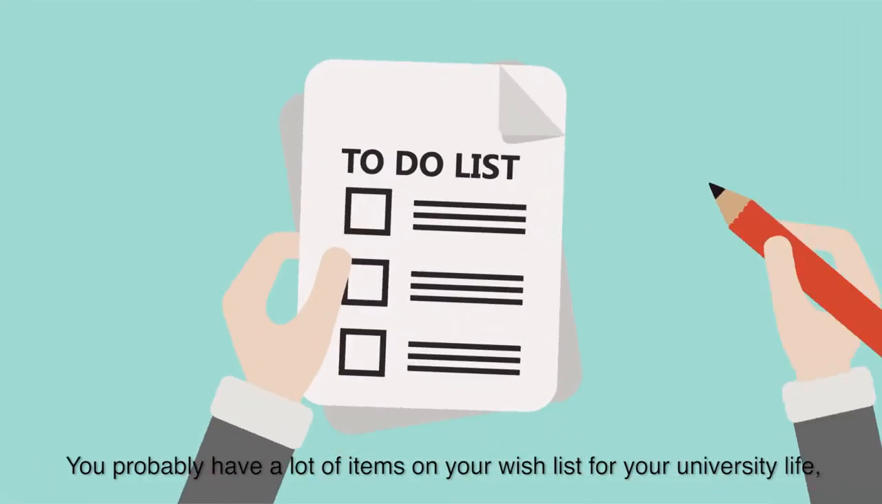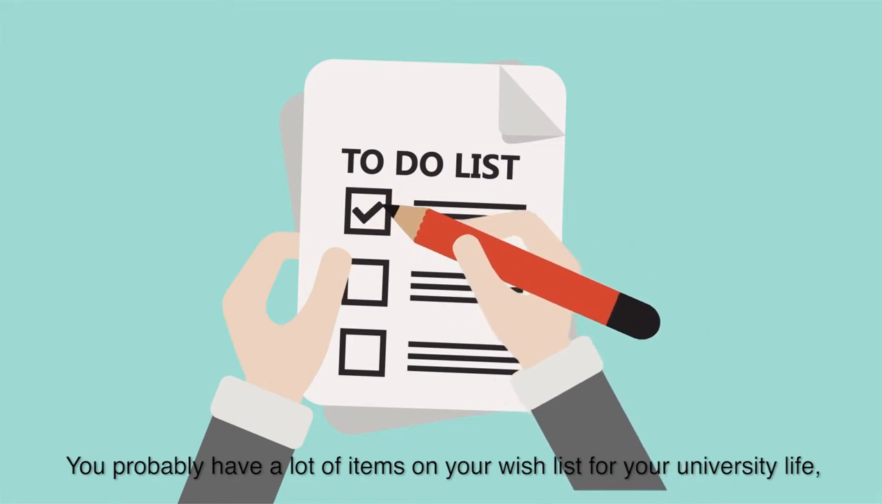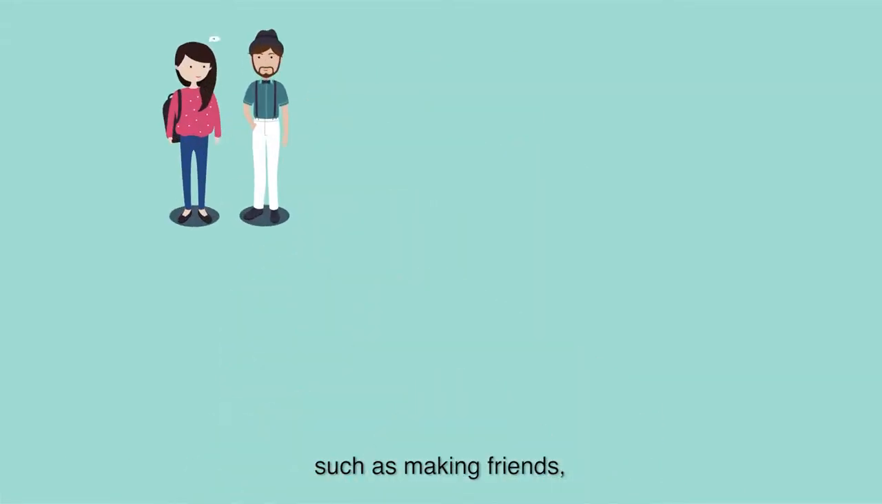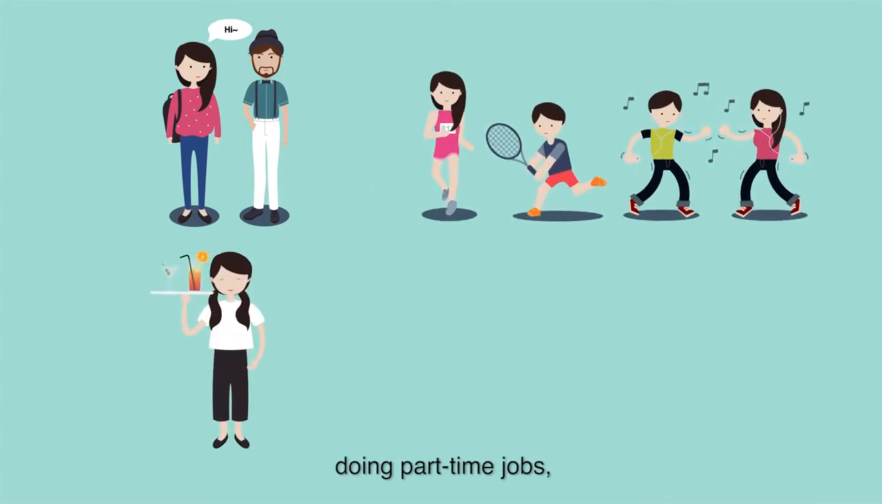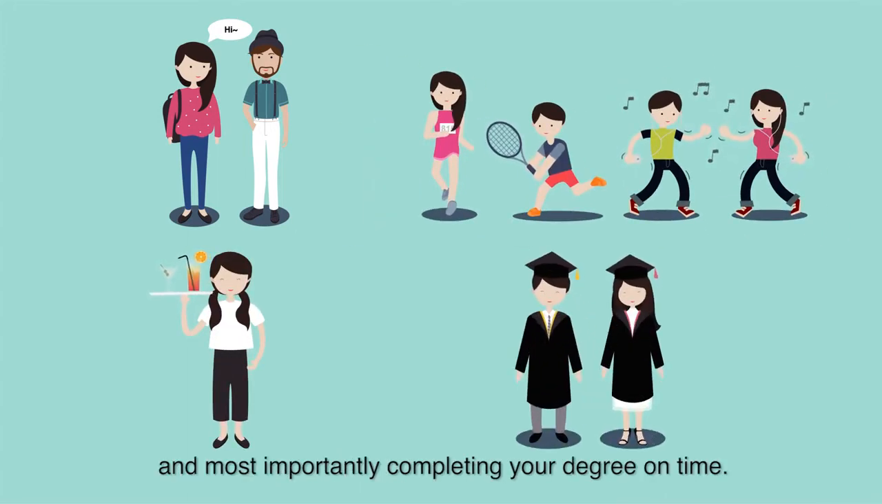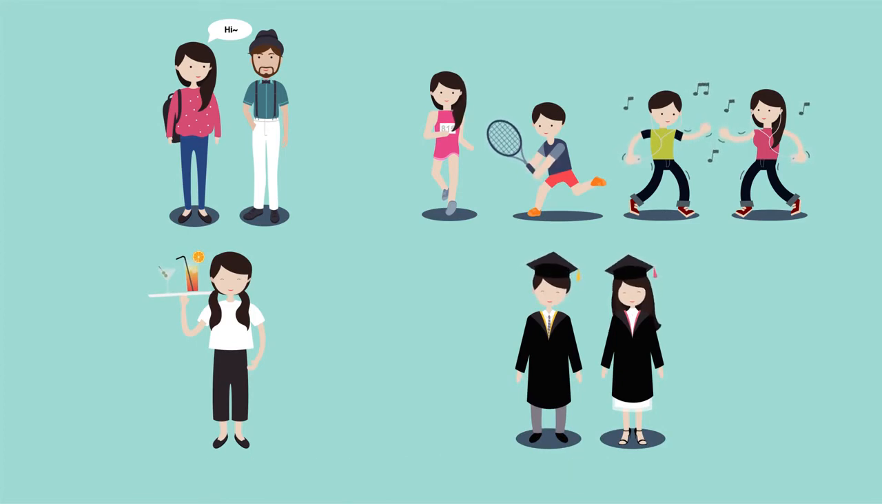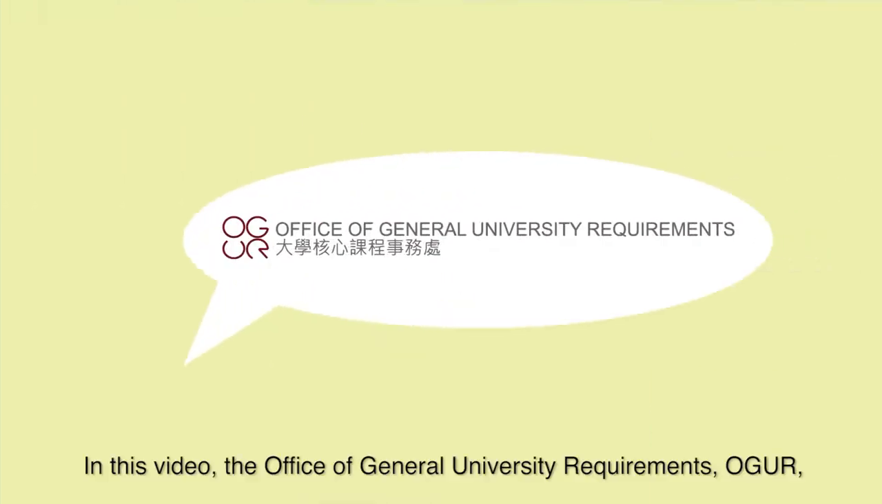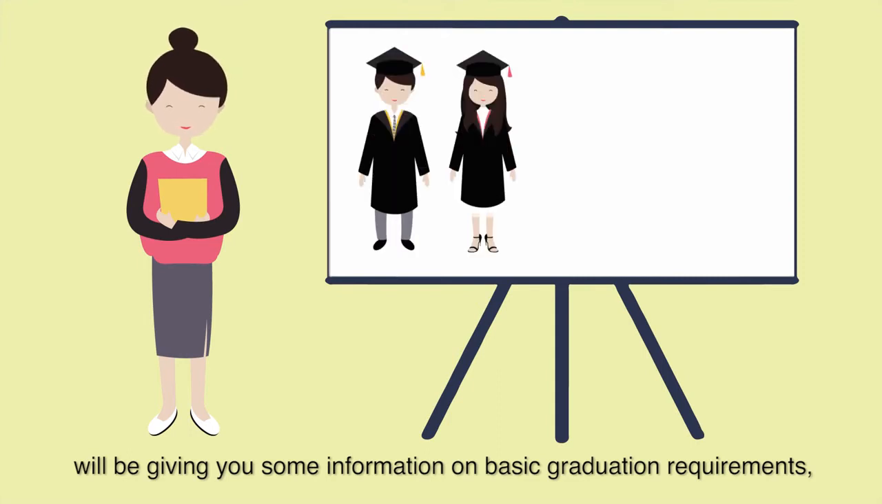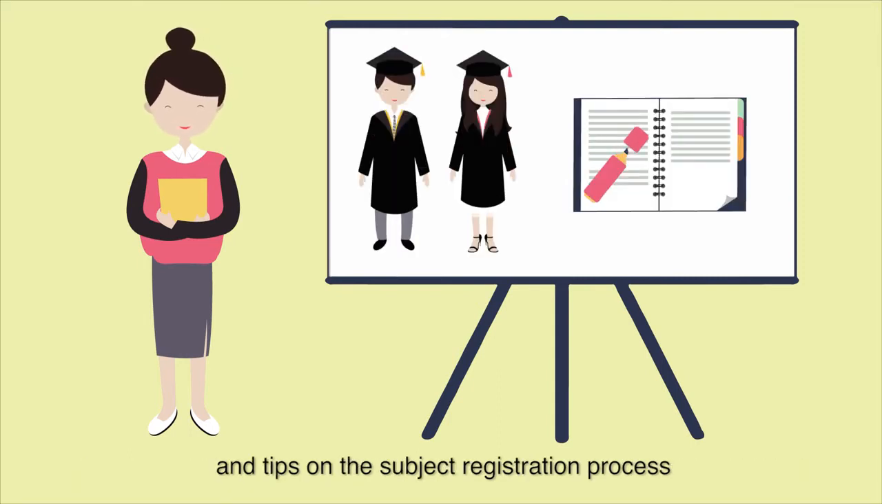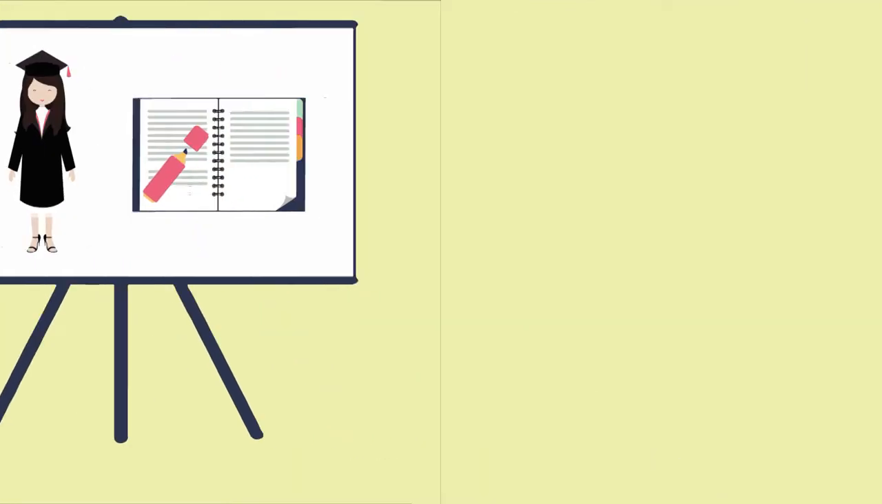You probably have a lot of items on your wish list for your university life, such as making friends, joining extracurricular activities, doing part-time jobs, and most importantly, completing your degree on time. In this video, the Office of General University Requirements, OGUR, will be giving you some information on basic graduation requirements and tips on the subject registration process to prepare you for the next 2 years of study.